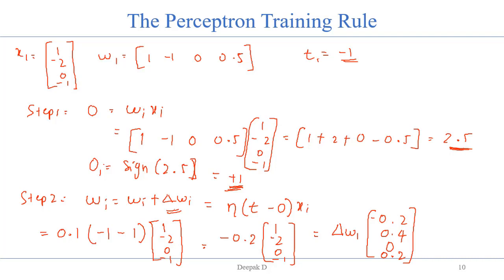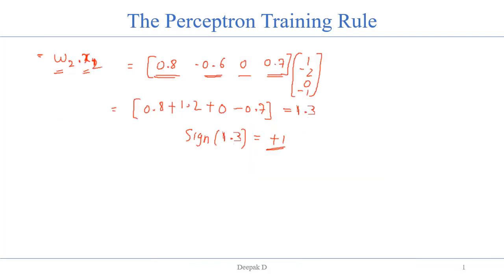Therefore, when we substitute these values in the updated rule, that is w2 equals w1 plus delta w1, you will get w2 newly updated as 0.8, -0.6, 0 and 0.7. So this is my updated weight. This updated weight is given to the next iteration.